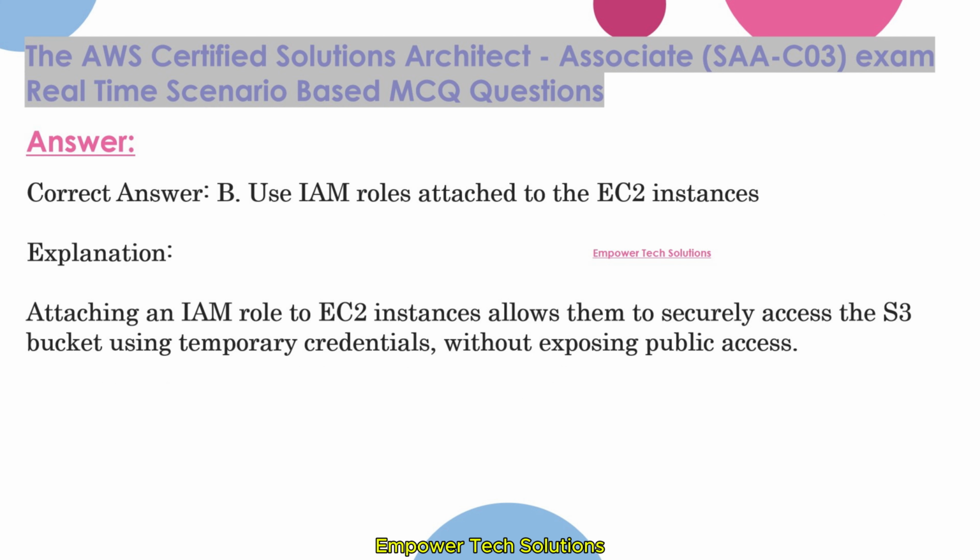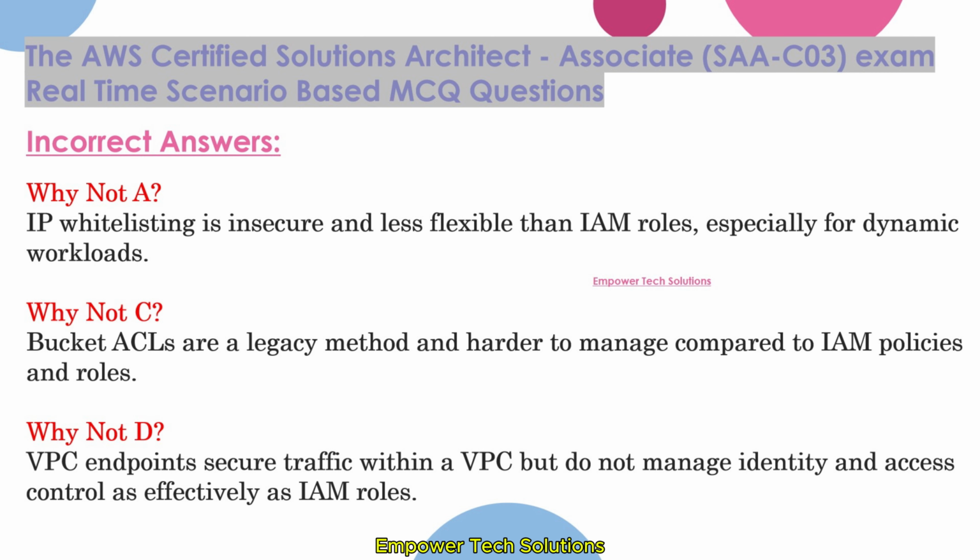Correct answer, B. Use IAM roles attached to the EC2 instances. Explanation: attaching an IAM role to EC2 instances allows them to securely access the S3 bucket using temporary credentials, without exposing public access.